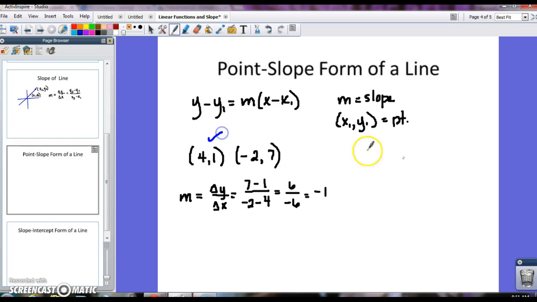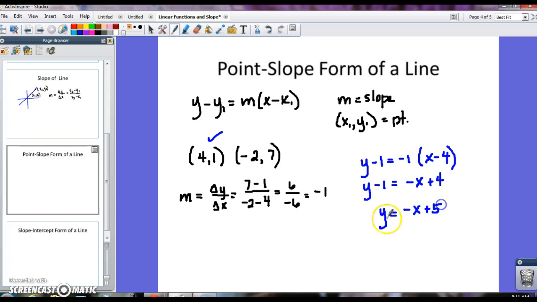So I'm just going to use this first point here. If I'm plugging into my formula, I have y minus 1 is equal to -1 times x minus 4. And you can leave it like that, or you can go through and distribute it and get it in terms of y. If I were to do that, I would have y minus 1 is equal to negative x plus 4. And so my final answer there would be y equals negative x plus 5. And that would be the equation of my line. But that's point slope form.